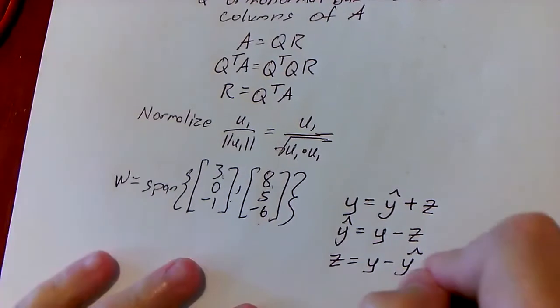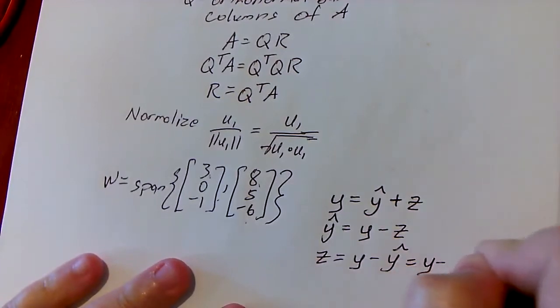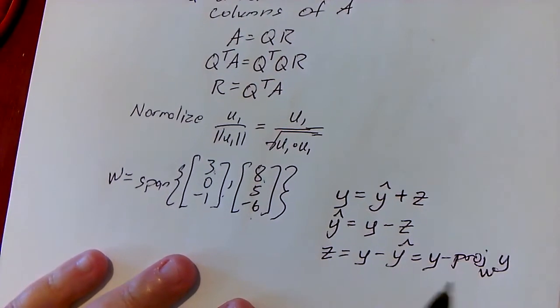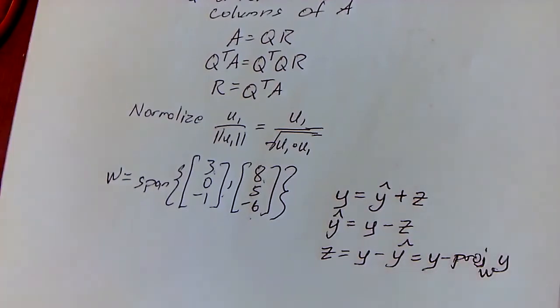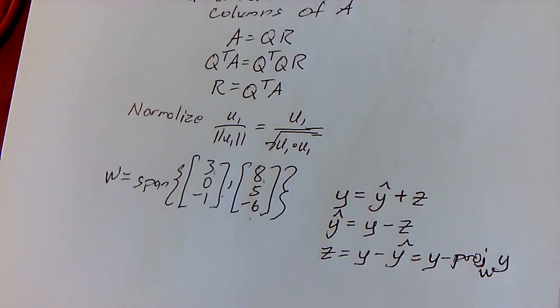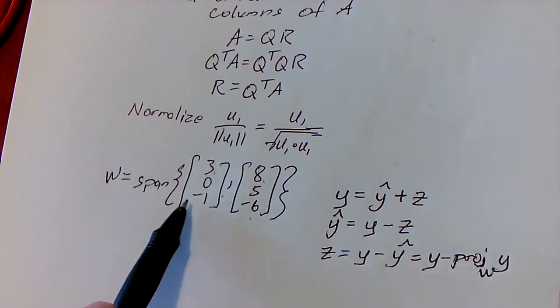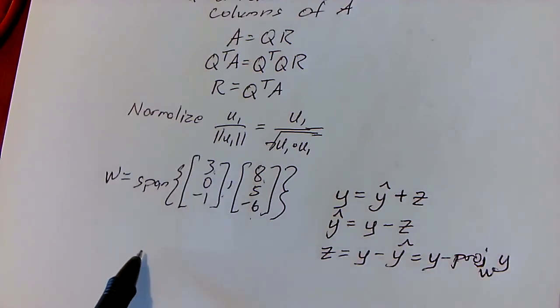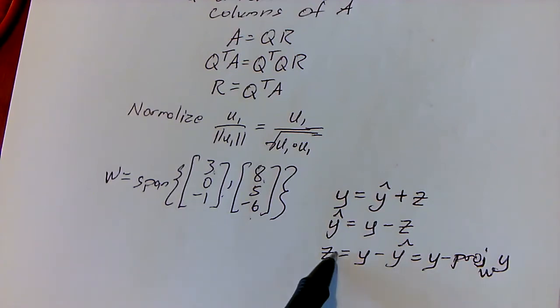So remember what y hat is? Y hat is the orthogonal projection. So it would be the projection of the vector y onto the space W. And we talked about how to find that pretty extensively in 6.3. So review that material if you need to, because it's going to be very important here in the Gram-Schmidt process. So when I do that, I'm going to get a vector that's in the space, and then a vector that's orthogonal to the space. In this case, z.